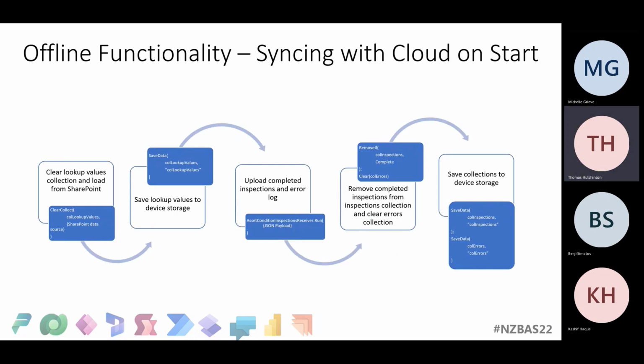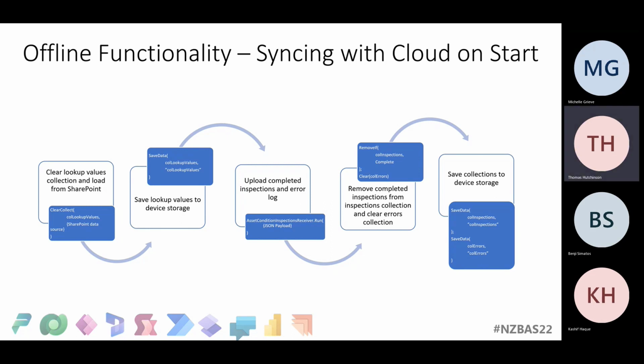So then syncing with the cloud. When they're connected, there are a few things we have to keep synchronized. All the drop downs in the app obviously need a data source when you're offline, so there's a lookup values collection that's synchronized from a SharePoint list. If they need to add any new ones, they can add them, and next time they're connected, it'll refresh it.